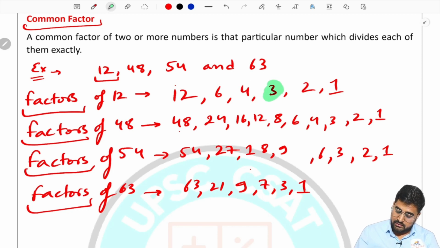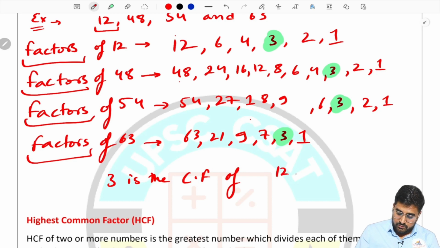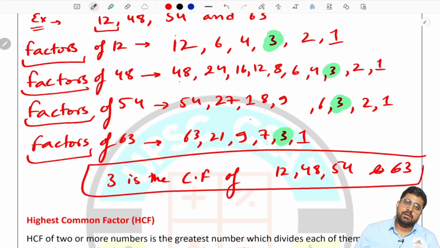3 is there, 3 is there, 3 is there, 3 is also there. So 3 is the common factor. 2 is there, 2 is there, 2 is not in all of them. So 2 is not. And don't consider the 1. Now 3 is the common factor of 12, 48, 54 and 63. That's how you have to find out the factors.